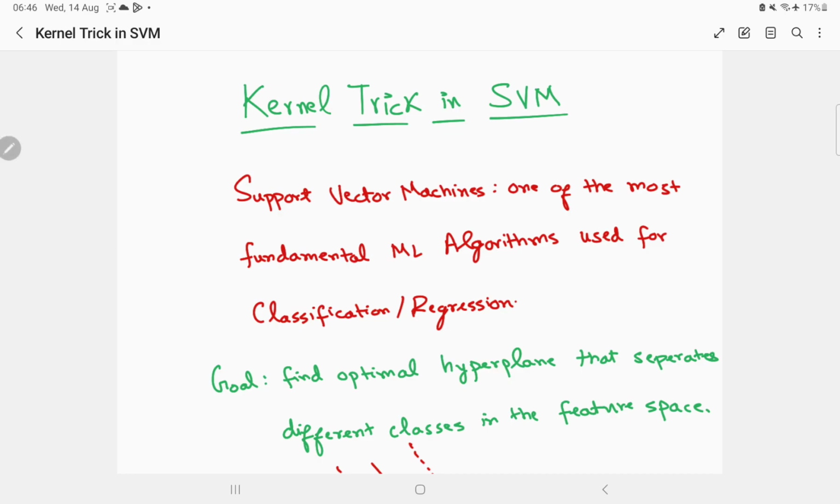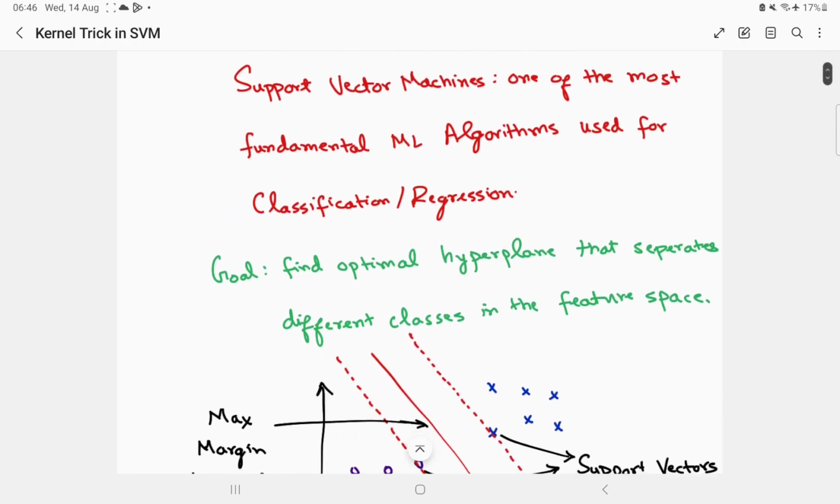So first, let's quickly review the basics of SVM. SVMs are one of the most fundamental machine learning algorithms used for both classification as well as regression. Although the more frequent use case is classification, and you would rarely find people using SVMs for regression, yes, SVMs can also be used for regression. That is one thing which you should keep in mind.